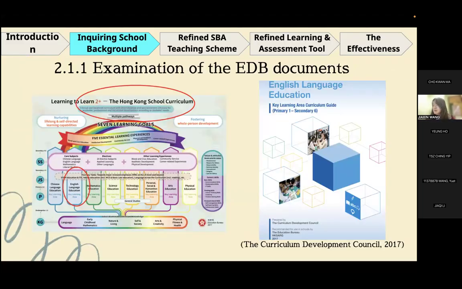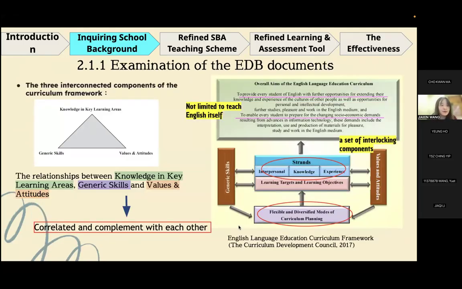Next, please. So we chose the English Language Education Key Learning Area Curriculum Guide as our EDP document, and we find that English language education is one of the key learning areas in the Hong Kong curriculum. Next, please. And there are 3 interconnected components of the curriculum framework. They are knowledge in key learning areas, generic skills, values, and attitudes. They are correlated and complement each other.